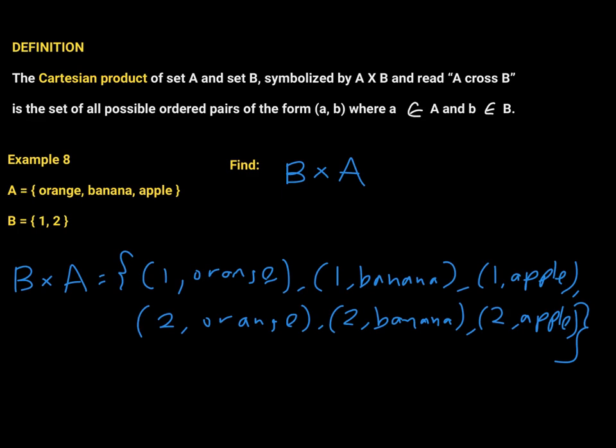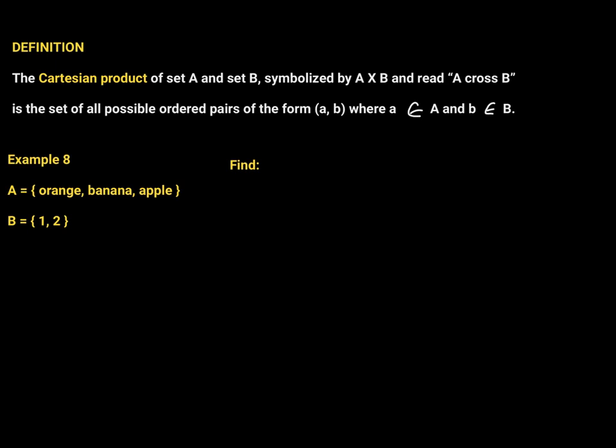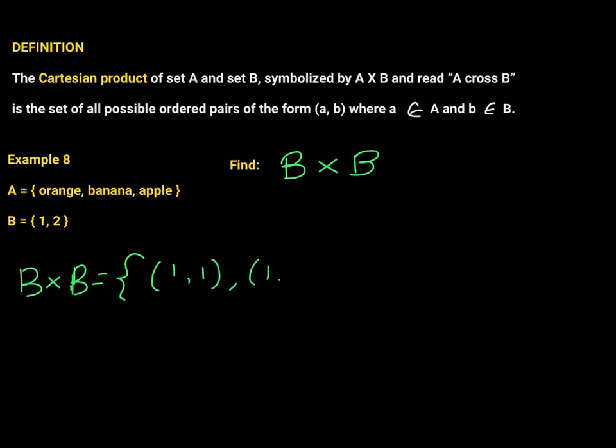Let's do one more. What if they asked us to find B cross B? Okay, so B cross B means I have the set of all ordered pairs where the first coordinate must come from set B, and the second coordinate must come from set B as well. So that means I have (1, 1), (1, 2). Now I'm done with having 1 in the first coordinate. Let's put 2 in the first coordinate now. So how about (2, 1) and then (2, 2). That is the Cartesian product B cross B.